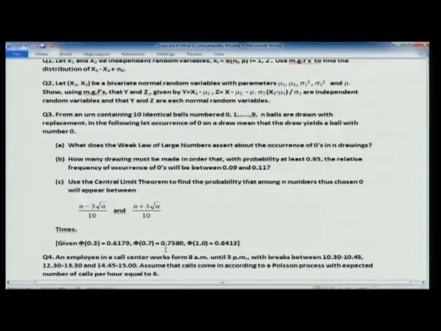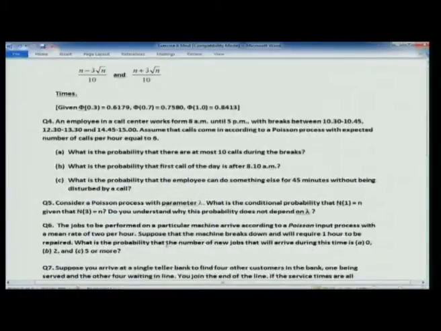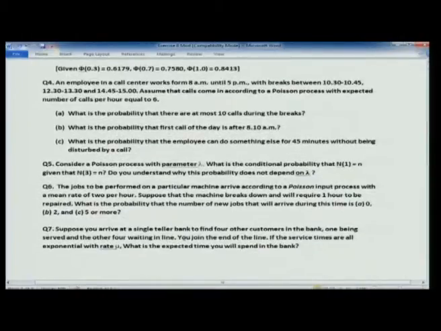So, now let us go to problem 4. An employee in a call center works from 8 a.m. until 5 p.m. with breaks from 10:30 to 10:45, then from 12:30 to 1:30, and 14:45 to 15:00 hours. Assume that calls come in according to a Poisson process with expected number of calls per hour equal to 6. So, your lambda is 6. What is the probability that there are at most 10 calls during the breaks?